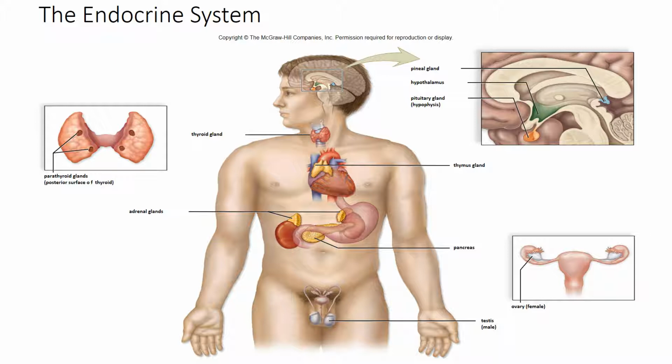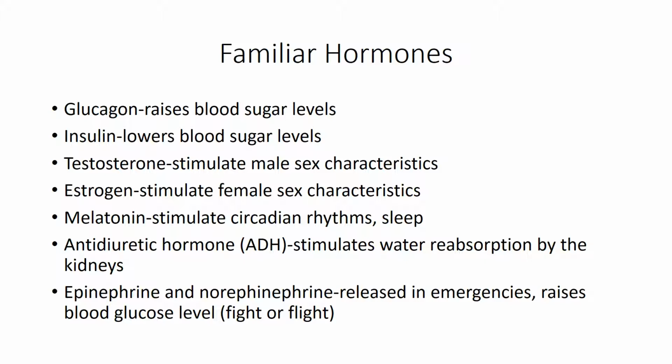Oh, and I forgot your adrenal glands. Those are important too. Some common hormones that you may be familiar with. Glucagon is going to raise your blood sugar, whereas insulin will lower your blood sugar.